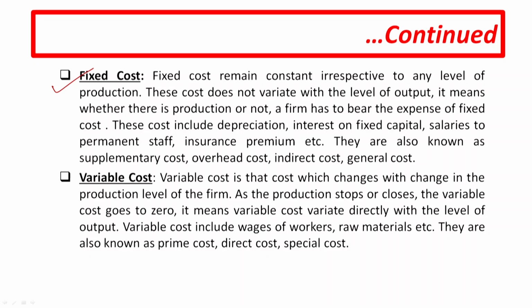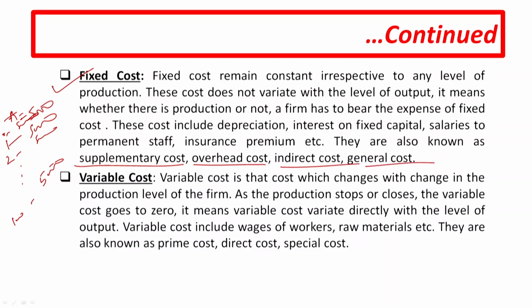For example, suppose the fixed cost of producing commodity A is 5,000 rupees. So, 1 unit 5,000, 0 unit 5,000, 2 units 5,000, and so on till 100 units 5,000. That means whether you are producing zero commodity or you are producing an unlimited quantity, this fixed cost is not going to change. And it is due to this feature of fixed cost that the cost per unit reduces with every increase in production of the commodity. That means average fixed cost reduces with every increase in the level of production. These fixed costs are also known as supplementary cost, overhead cost, indirect cost and general cost.